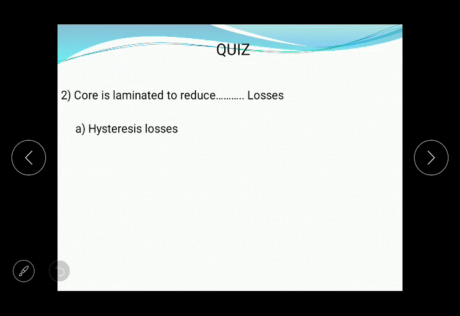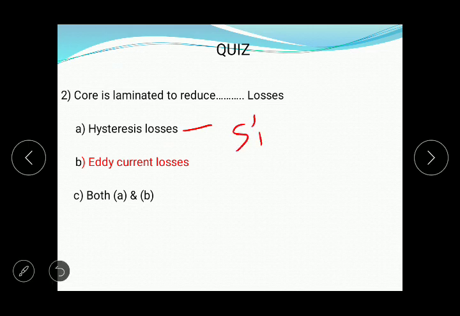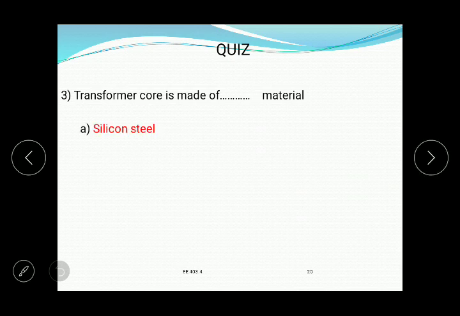Hysteresis losses are reduced by using silicon. Eddy current losses are reduced by using lamination of the core. The transformer core is made up of CRGO, silicon steel.